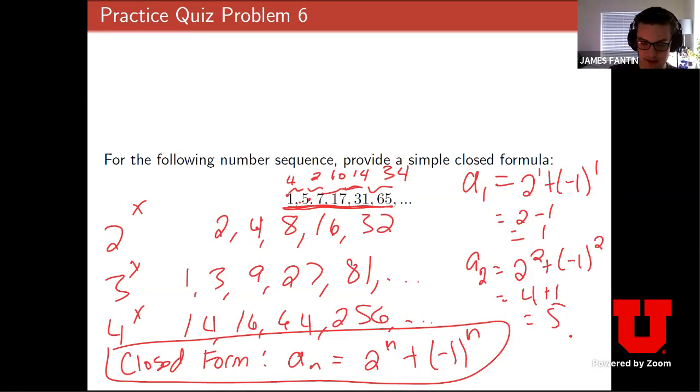Brendan, that's what I eventually figured out, but I was wondering if there was any faster way of doing it. There is. If we find the recursive form, it's often easy to find the closed form. So we'll take a look at that.